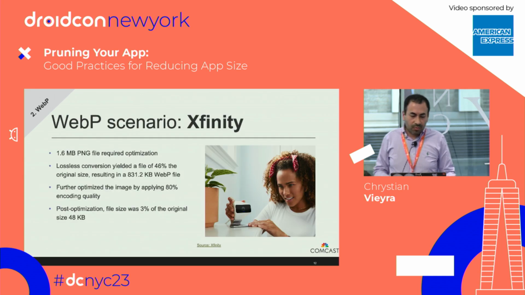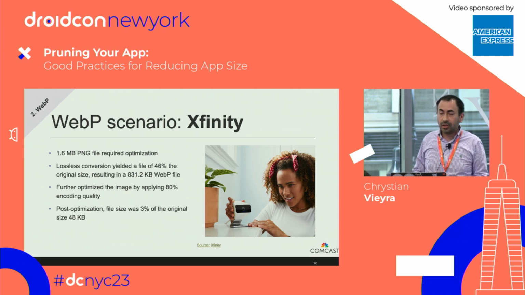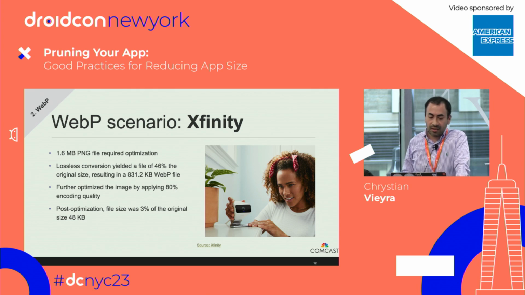Here's the scenario we had with WebP at Xfinity. We had this image of a woman with a camera, one of our products. It was hard-coded in the app, and the original image was 1.6 megabytes. Within the app, it wasn't even a hero image, it wasn't huge, and it was 1.6 megabytes. So I took it upon myself and compressed this file using lossless compression, and that yielded a 46% reduction. So from 1.6 megabytes to 830 kilobytes. Almost half, and that was just lossless compression, no changes.